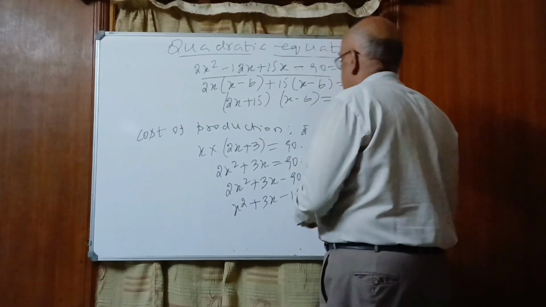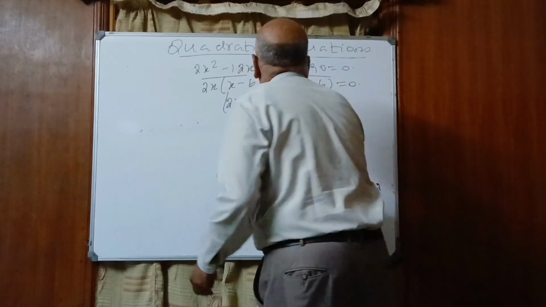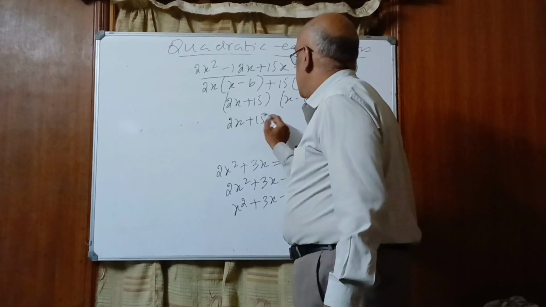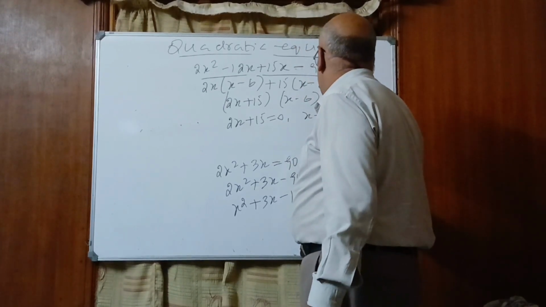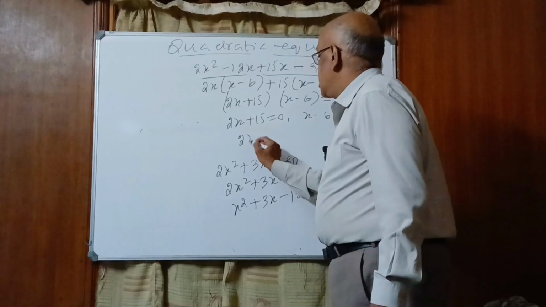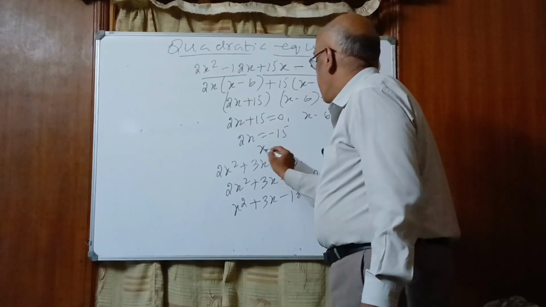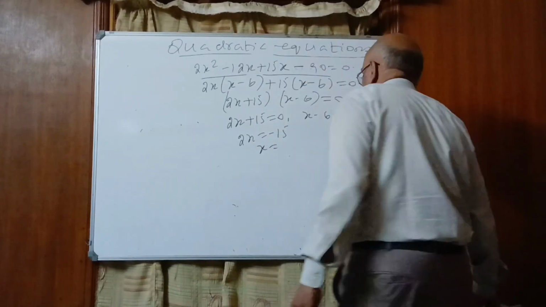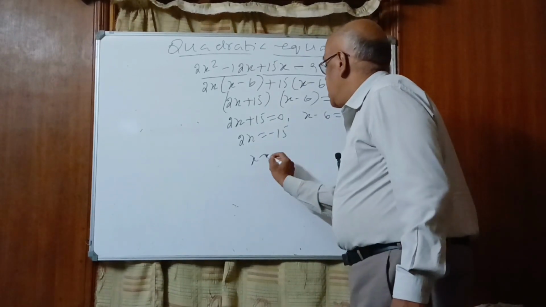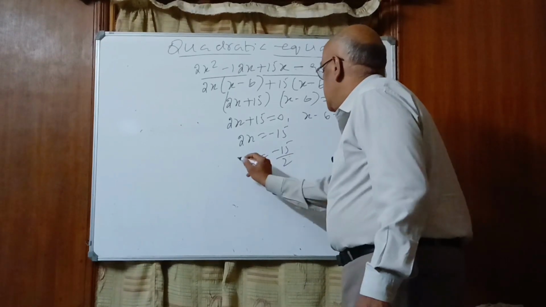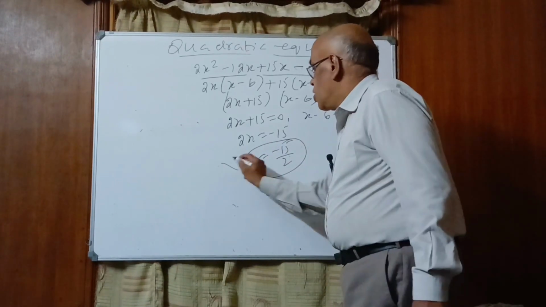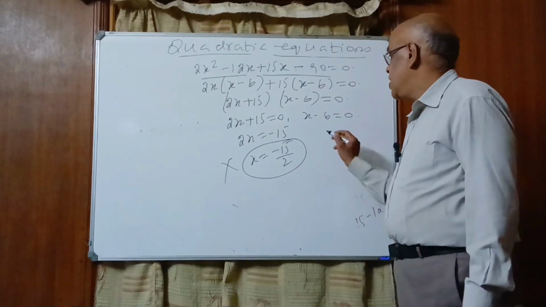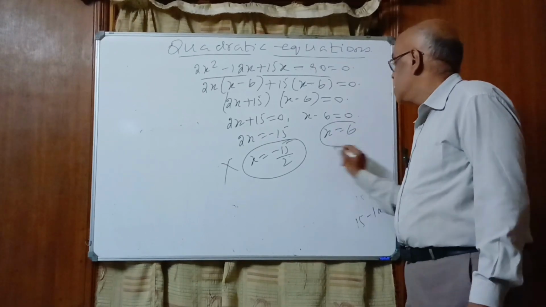Again, arrange this. So, what do we get, children? 2x plus 15 is equal to 0 or x minus 6 is equal to 0. 2x is equal to minus 15, x is equal to minus 15 by 2, which is ruled out. Why is this ruled out, children? Can you tell me? This is ruled out because x cannot be negative, and 15 by 2 is a fraction, 7.5. So, x is equal to 6.